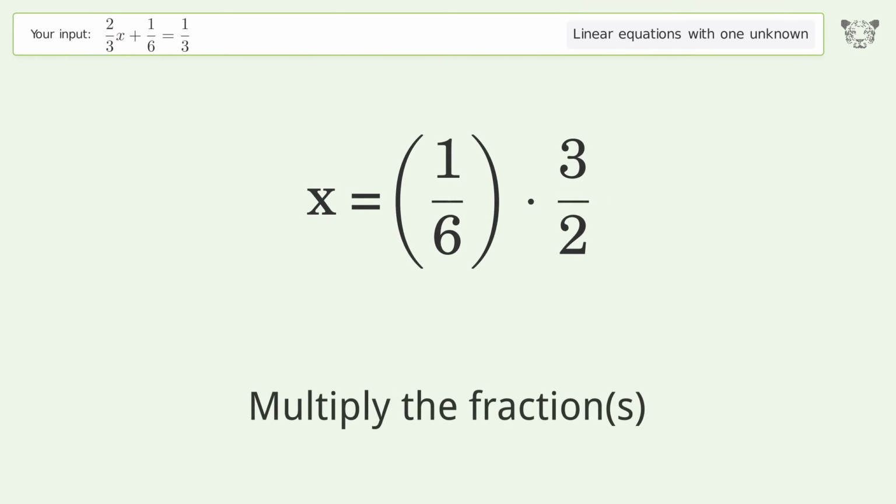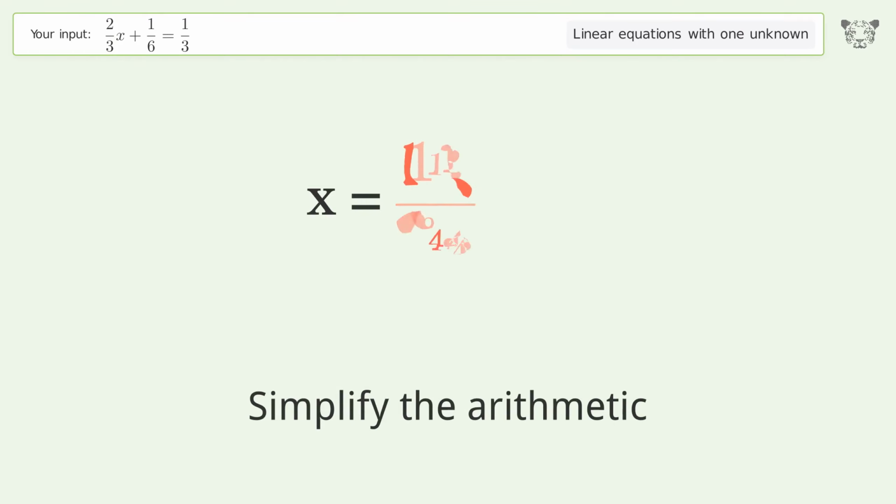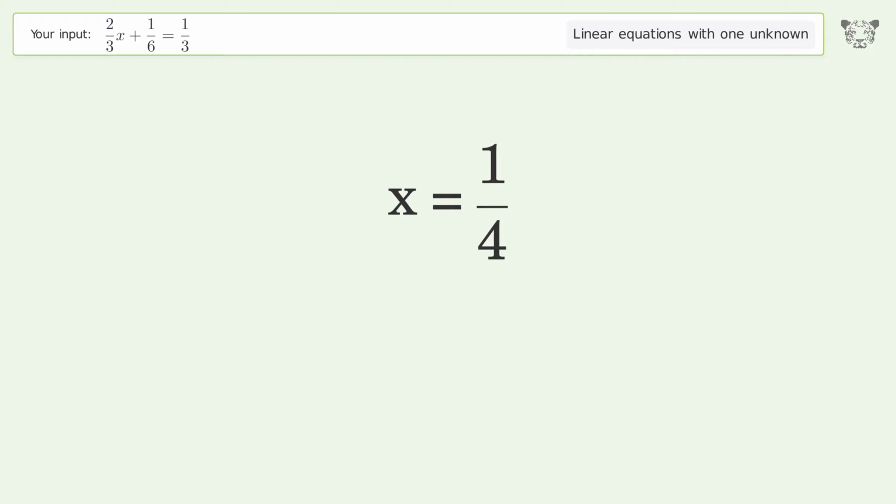Multiply the fractions. Simplify the arithmetic. And so the final result is x equals 1 over 4.